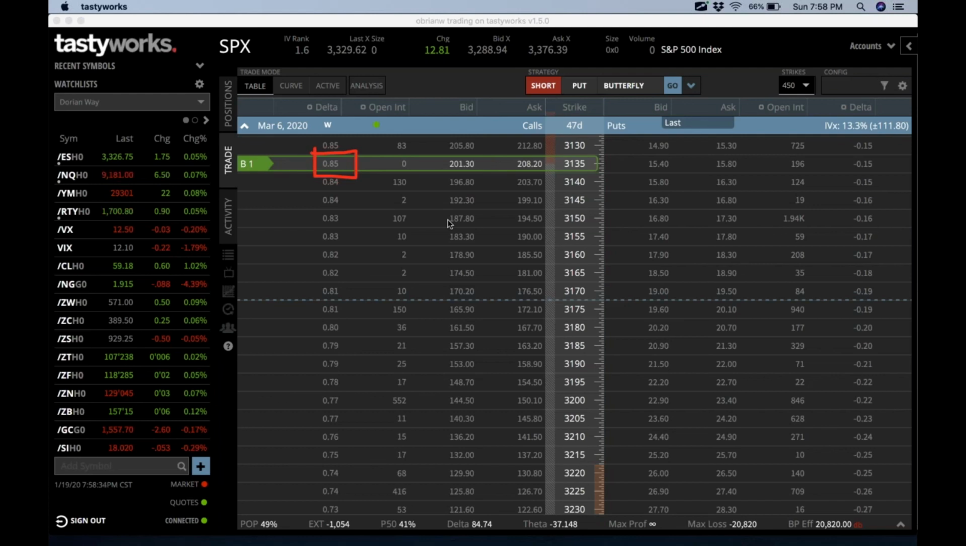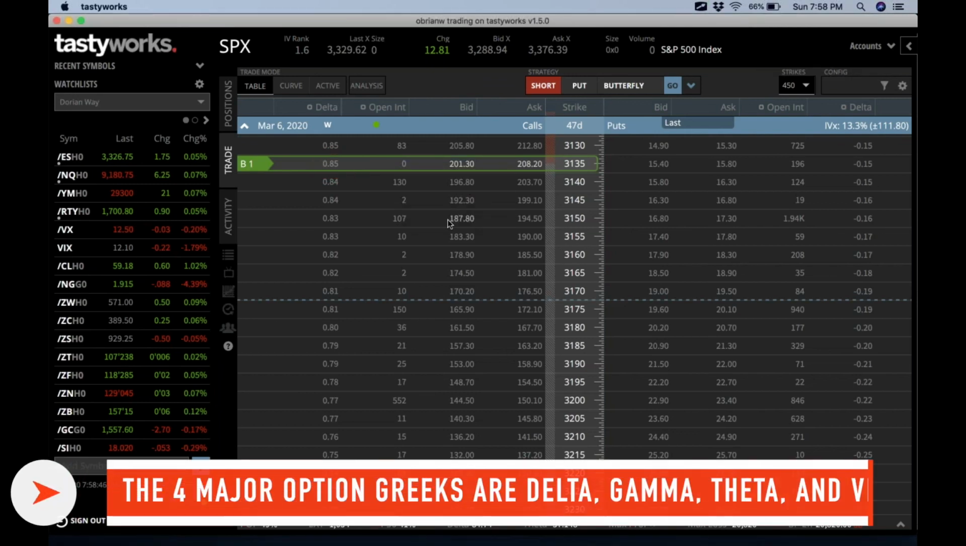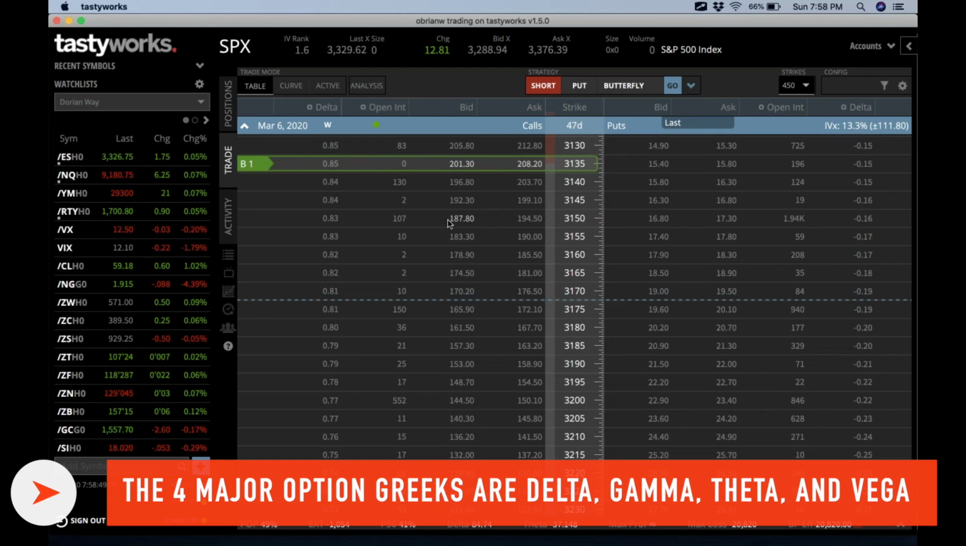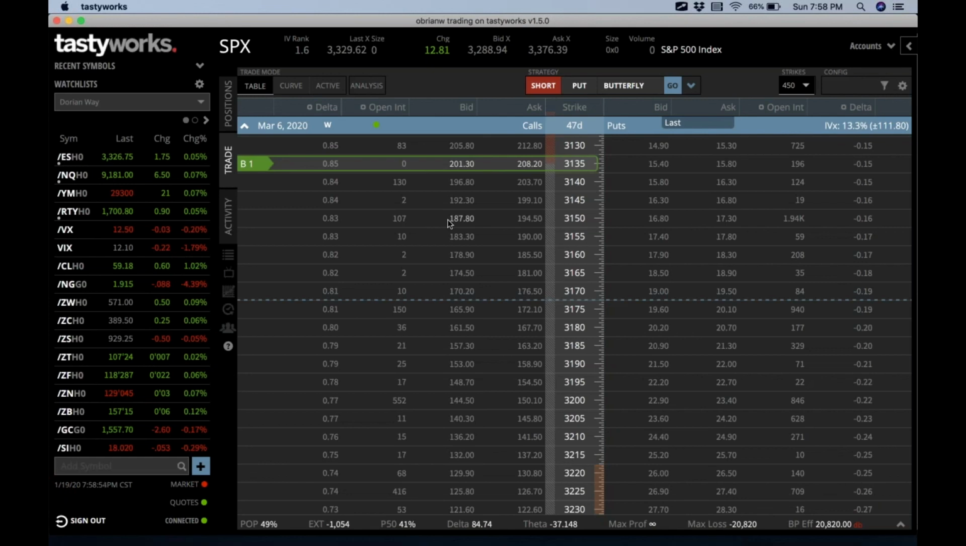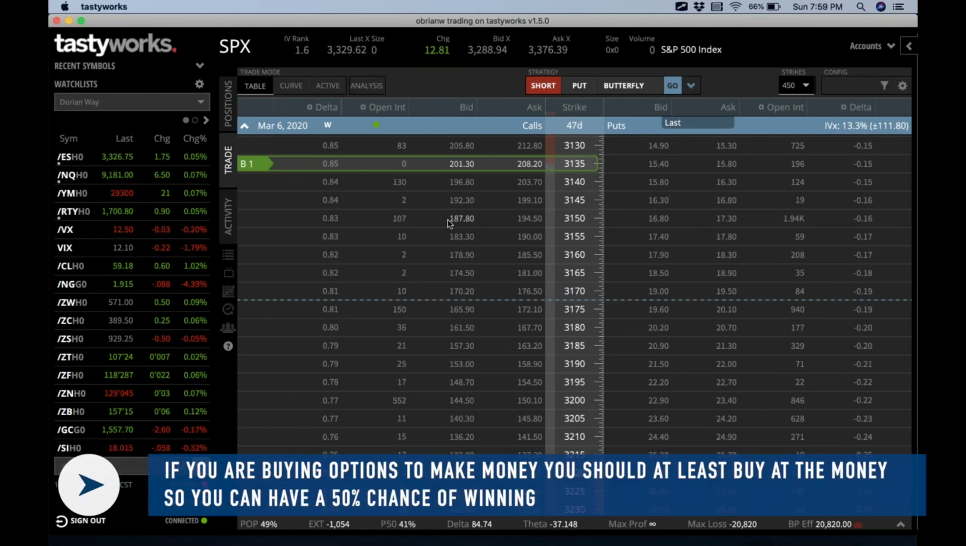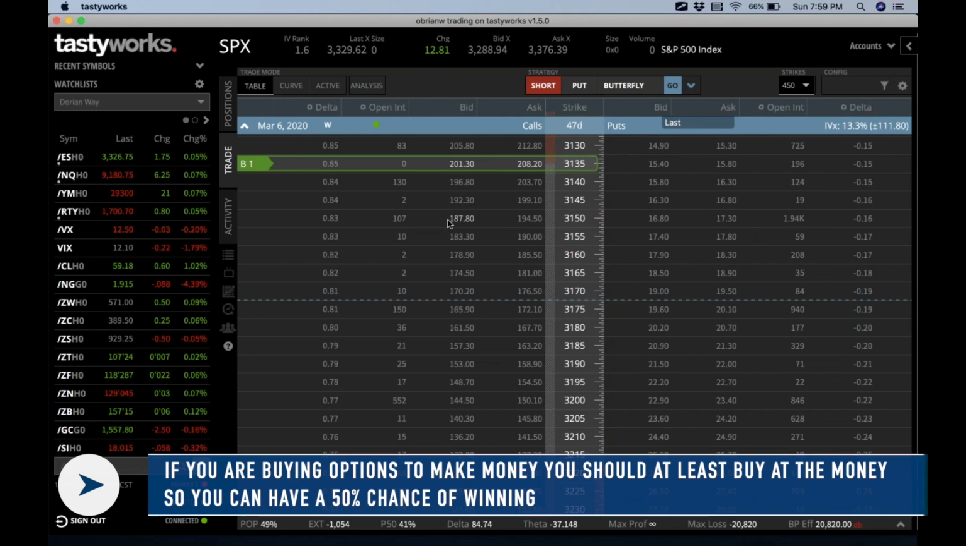Okay. So that is how the probabilities of delta work and how the directional risk works. Once again, delta is one of the four major option Greeks, and delta is the most important option Greek in my opinion, because delta measures your directional risk and your probability of success. So if you're going to be a buyer of options, you should buy at the money or at least a couple of strikes in the money. You don't want to buy out of the money because your probabilities will be less than 50, and you want to have at least a coin flip chance to make money.